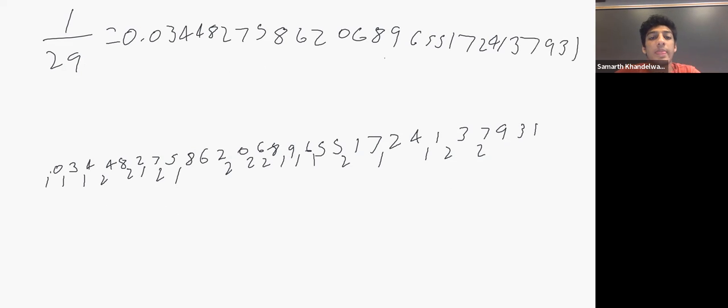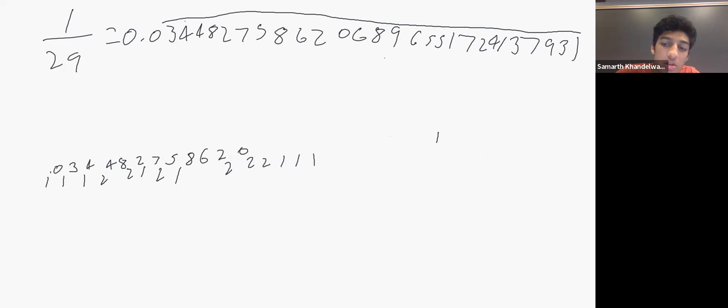...724137931, and it's all repeating. Now, the question may be, where did I pull these numbers from? How did I get it? So let me show you the method of operation for 19, and then how you calculate the one for 20.